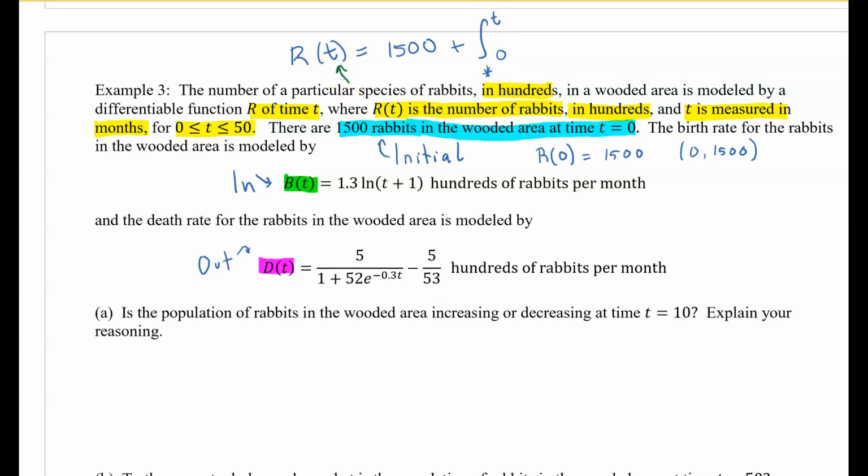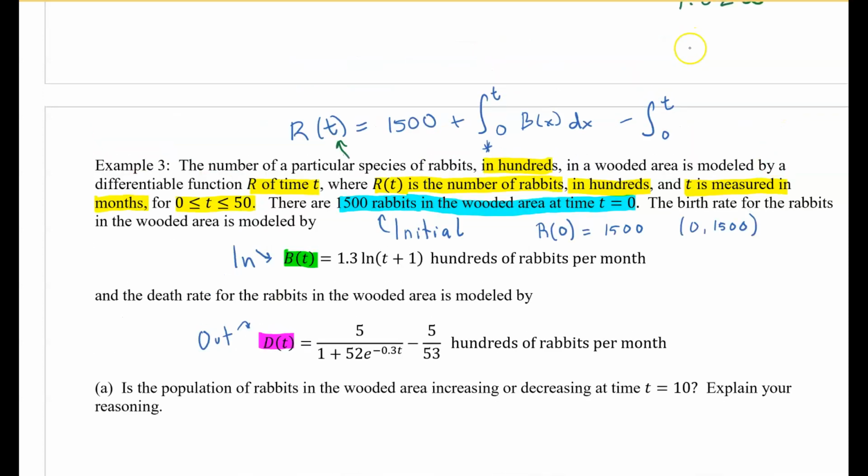And then I want the birth rate. So here's our rate in because I'm adding this. This is going to be the integral of b of x dx. And again, I just switched the variables. I want those variables to be different. And then I'm going to subtract the death rate, from 0 to t, whatever that time is, of d of x dx.